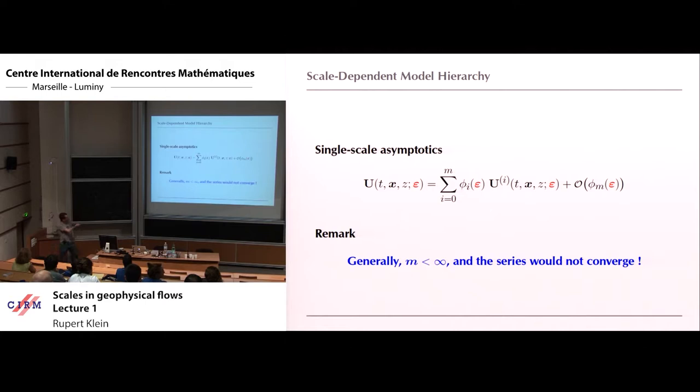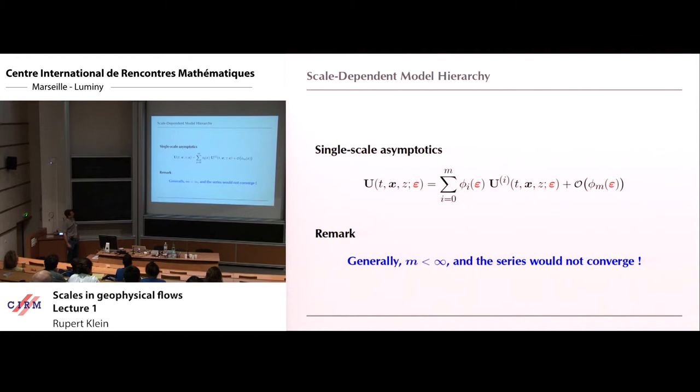Then we allow for expansion functions that depend, of course, on t, x, and z, and the epsilon dependence is the whole point to which I'm getting on the next transparency. And then hopefully I finish up somewhere with low order terms.